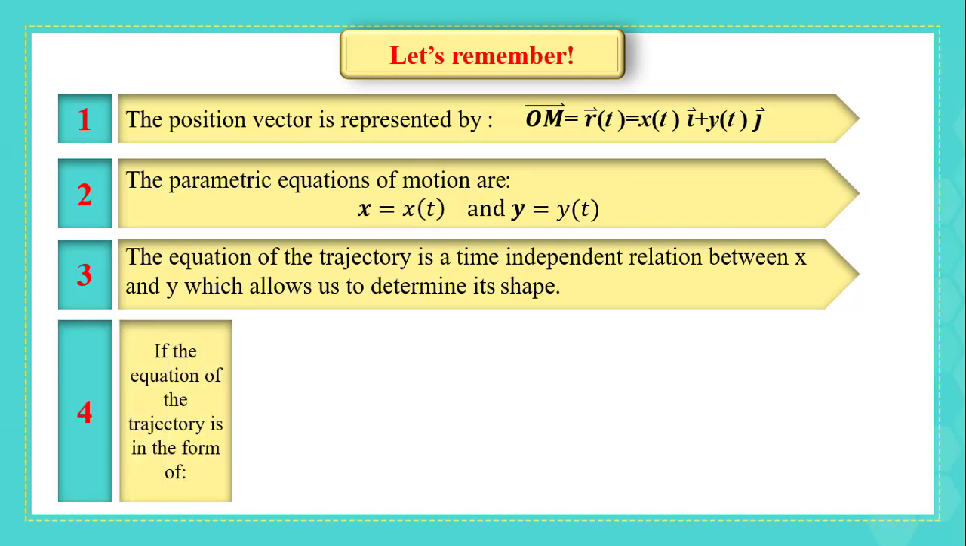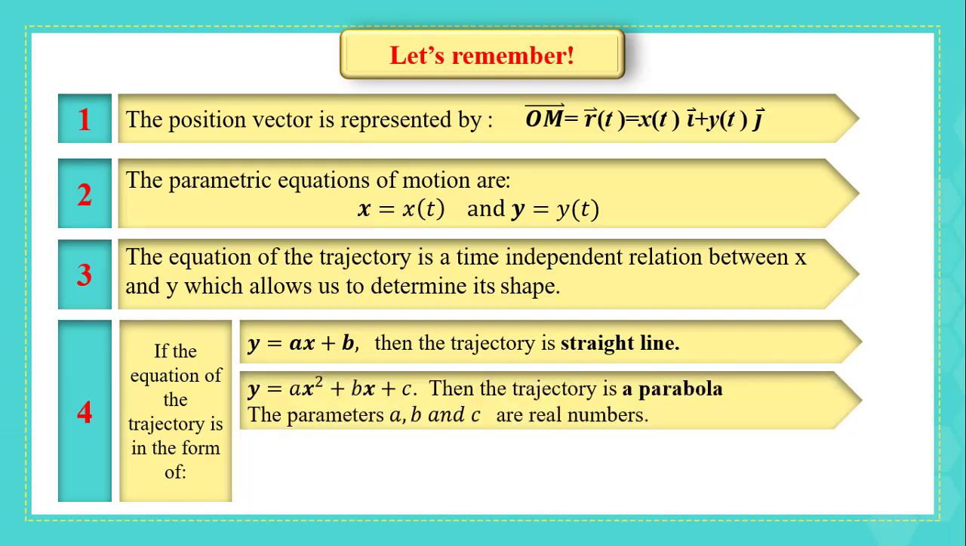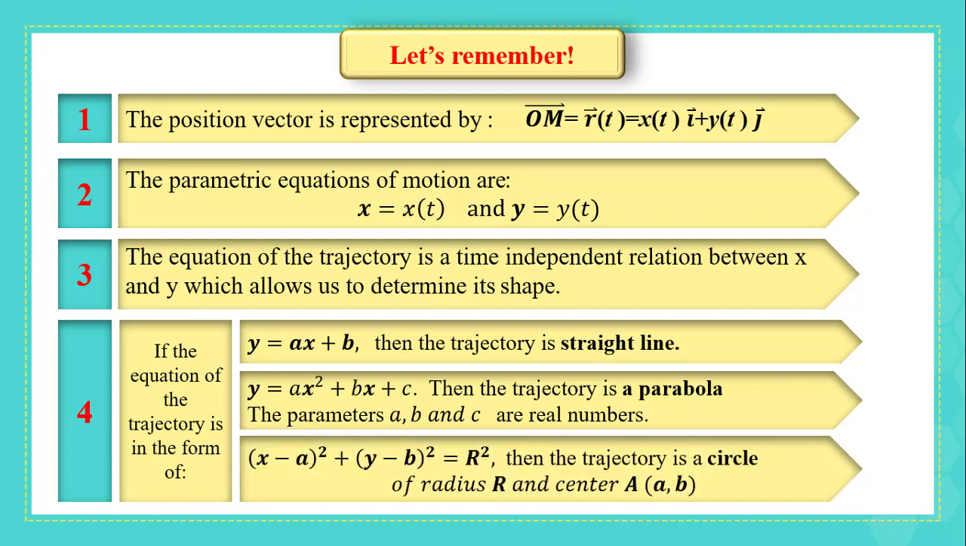4. If the equation of the trajectory is in the form y = ax + b, then the trajectory is a straight line. If it is y = ax² + bx + c, then the trajectory is a parabola, where the parameters a, b, and c are real numbers. And if it is of the form (x − a)² + (y − b)² = r², then the trajectory is a circle of radius r and center A having coordinates a and b.